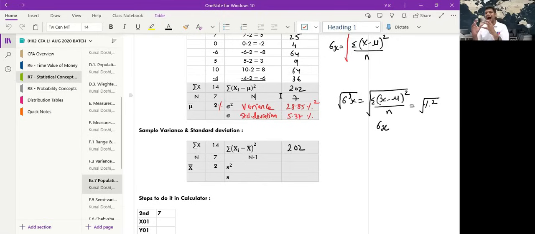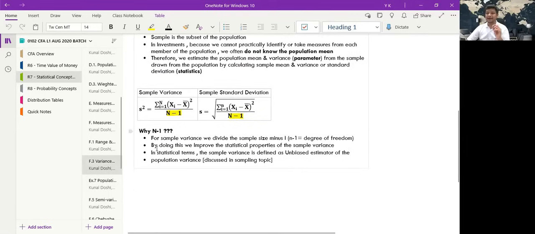Will my answer increase or decrease? My variance will increase. Can you tell me how much the answer is now? 33.67 percentage square, and when you take the square root of it, your answer will be slightly higher: 5.80 percentage. So your variance is 33.67 percentage square, and your standard deviation is 5.80 percentage. Your risk has slightly increased because it is a sample, and because I divided not by n but by n minus 1.